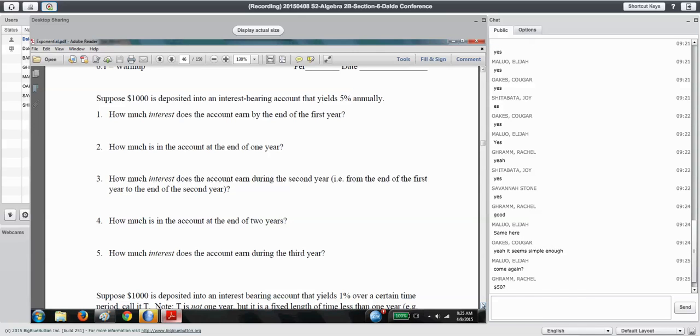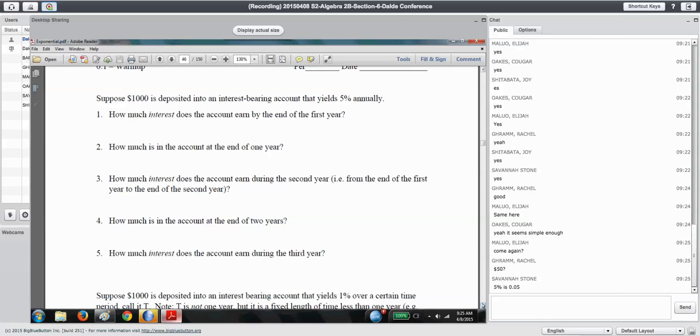All right, Rachel, you totally got it. Exactly. Very good. Yes, and Savannah, turning 5% is basically you just move that decimal place two times to the left and you get 0.05. Awesome. Which, if you multiply 1,000 times 0.05, you get $50.